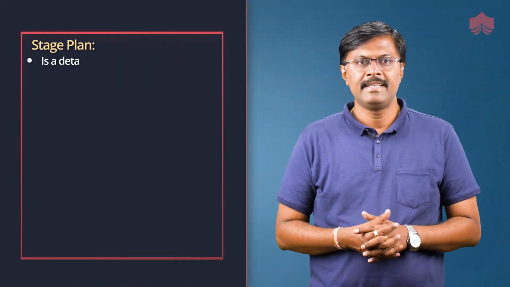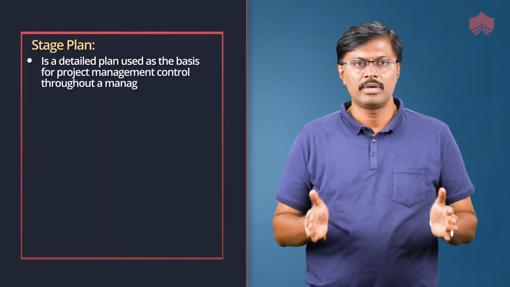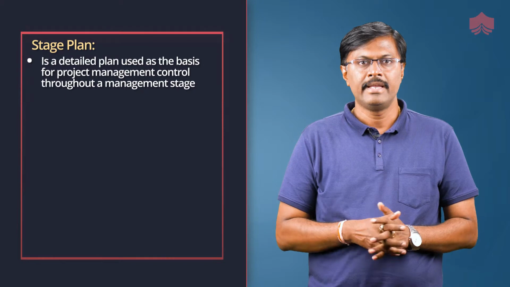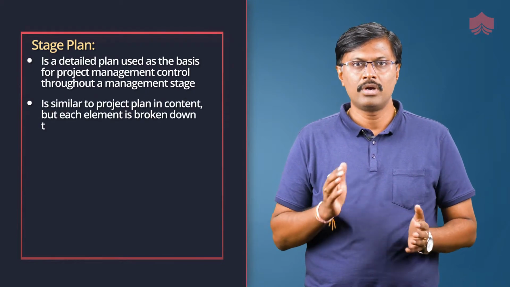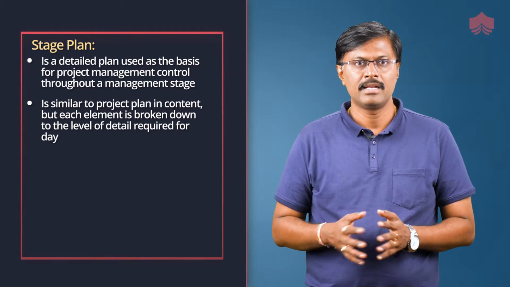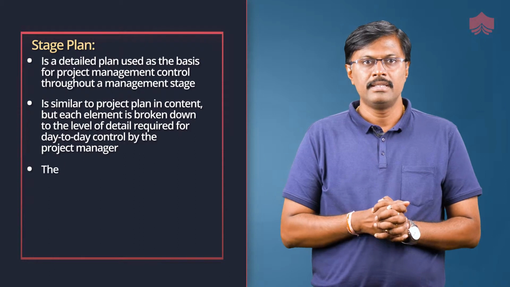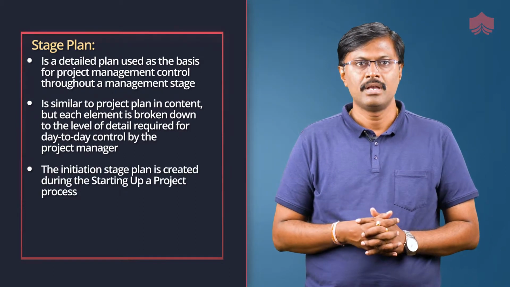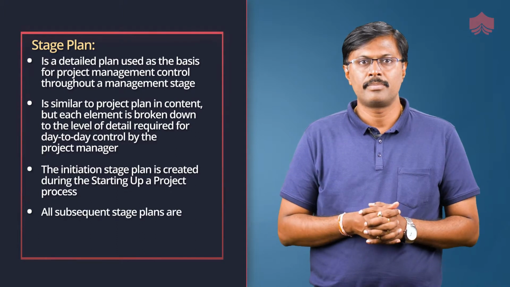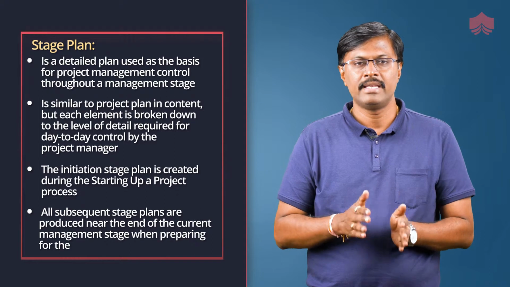Stage plan is a detailed plan used as the basis for project management control throughout a management stage. It is similar to project plan in content, but each element is broken down into level of detail required for day-to-day control by the project manager. The initiation stage plan is created during the starting up a project process. All subsequent stage plans are produced near the end of the current management stage when preparing for the next management stage.